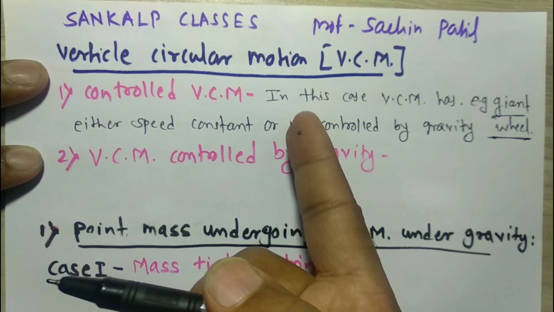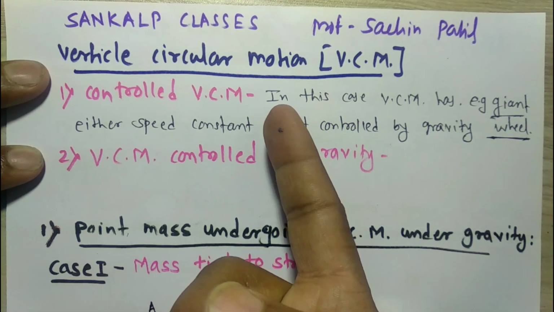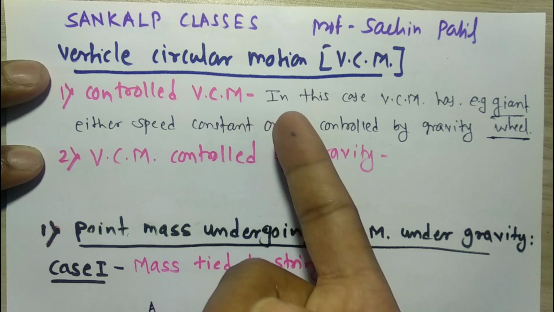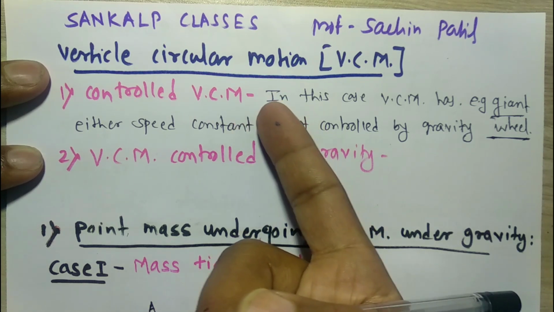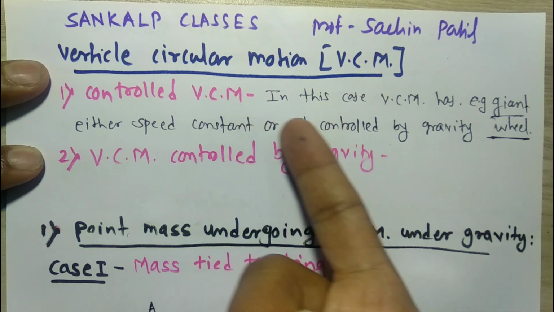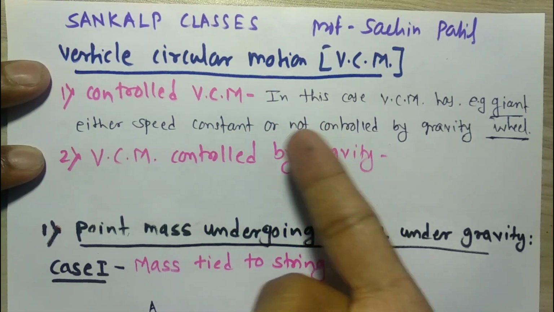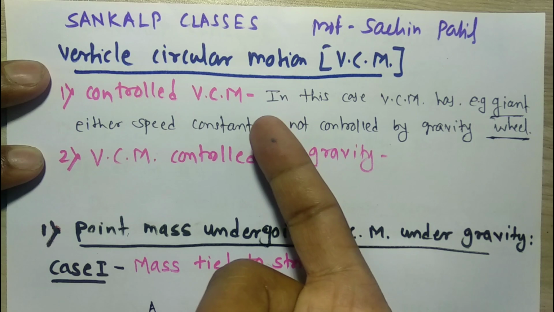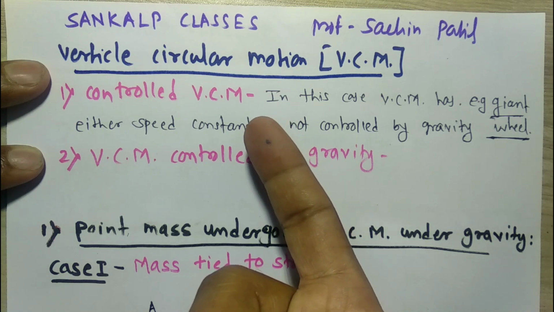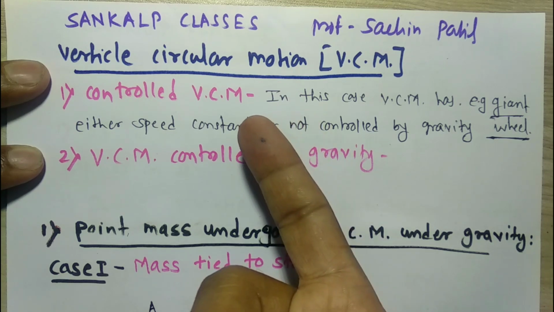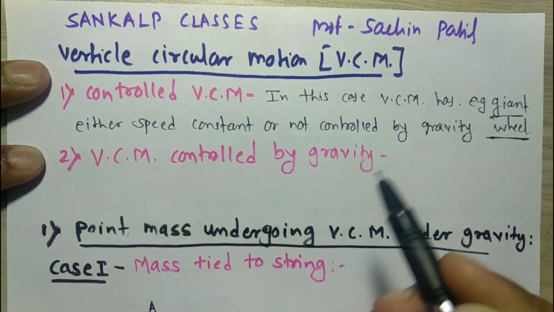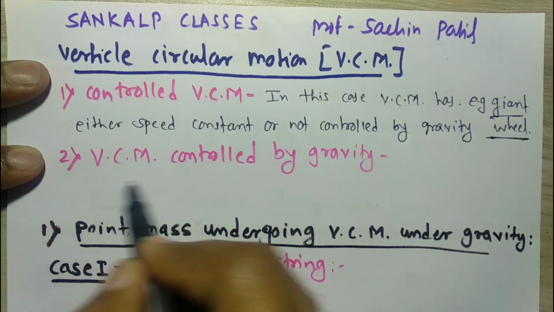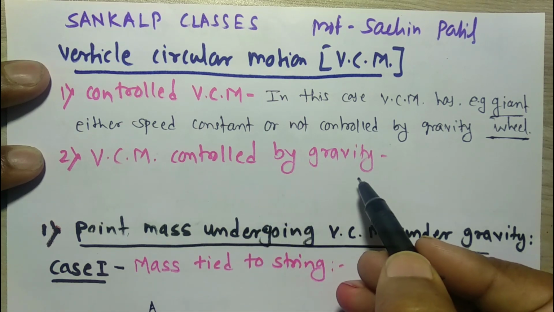In this vertical circular motion giant wheel, we can start from anywhere, and you will give the controlled energy to the wheel, and therefore it moves with constant velocity or not controlled by gravity, in which you put the energy to that wheel, and therefore it moves upward, downward, and so on. Then you are going with the vertical circular motion which is controlled by gravity.